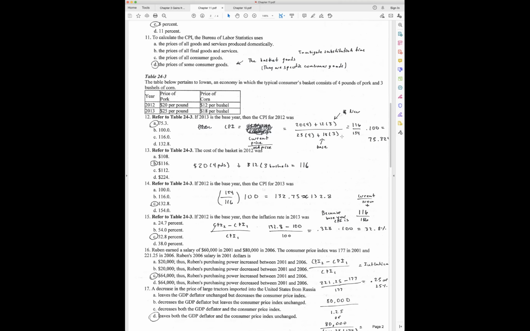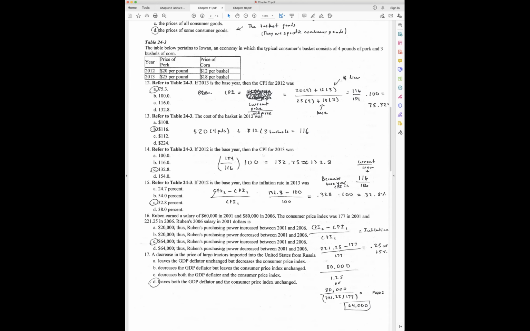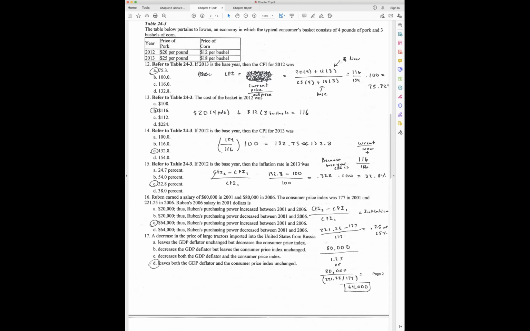Now for this one, if the base year was 2012, then the CPI for 2013 was, and you could flip that around, or you could just work it out: if the base year is 2012, that's going to go on the bottom. So 20 times 4 plus 12 times 3, 116, and then 154 when you do it for 2013. And then the last part of this question asks, if 2012 was the base year, what is the inflation rate in 2013?